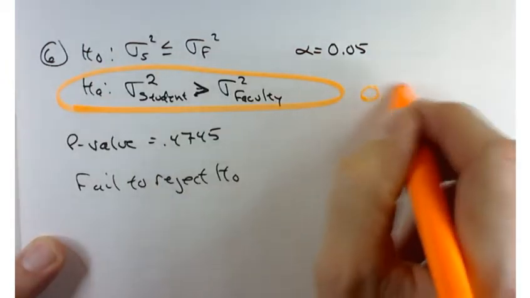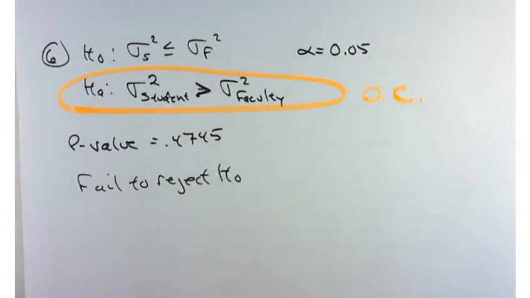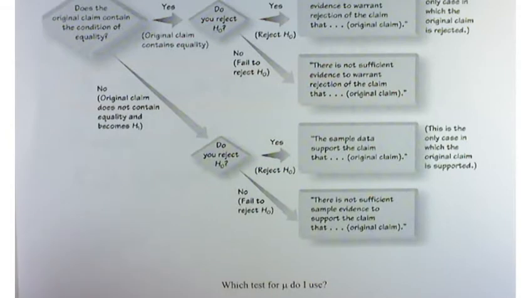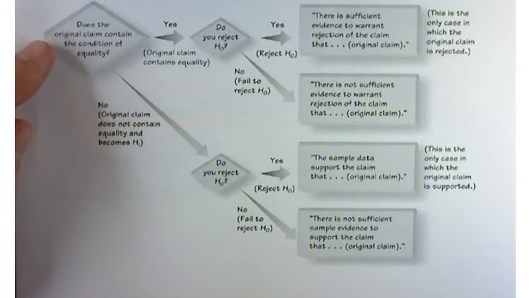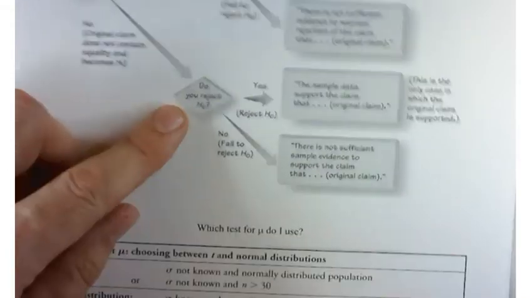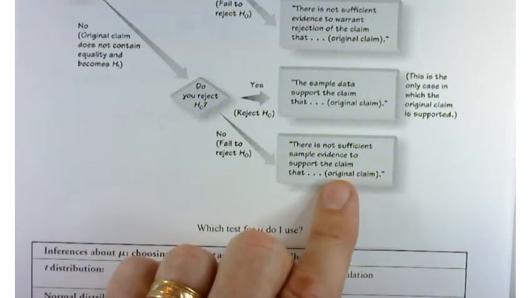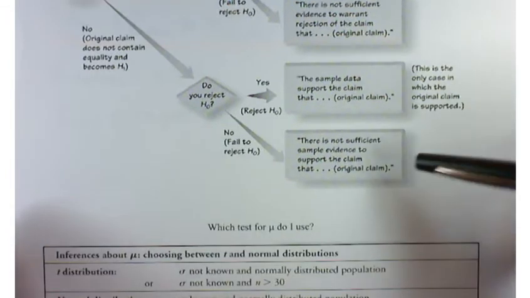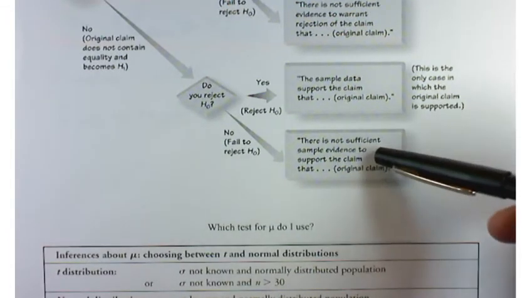Going back here, there was our original claim. The original claim does not contain the possibility of equality, and we fail to reject that original claim. So there's not sufficient evidence to support the claim that the standard deviation of the age of student cars varies or is greater than that of faculty cars, or that there's more variation in their ages than that of faculty.